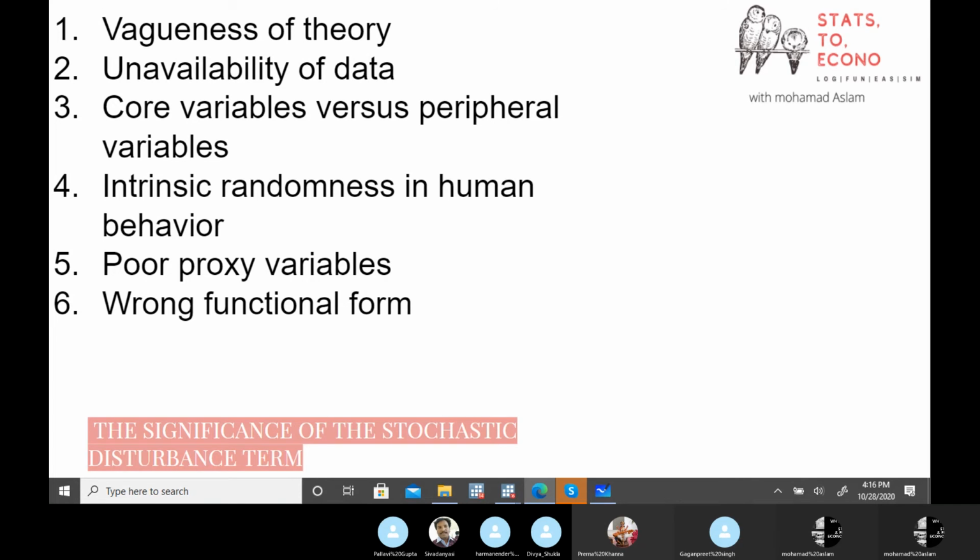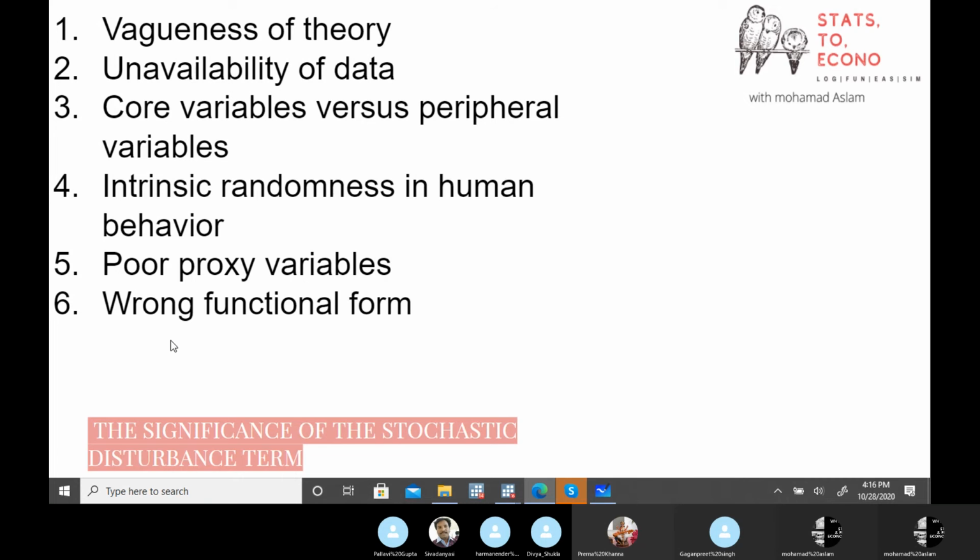Then intrinsic randomness in human behavior. Even if you know all the variables and can capture all the data sets, it is human nature that behavior changes randomly. That change you can't capture with the variables you have in the model. So again, the error term is helping you. The proxy example I already gave you: for the permanent income hypothesis, permanent income and consumption variables are not possible to calculate, so in place of that we use proxy variables.